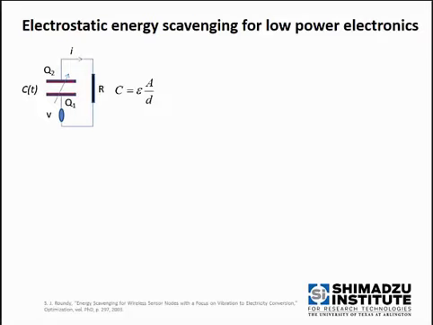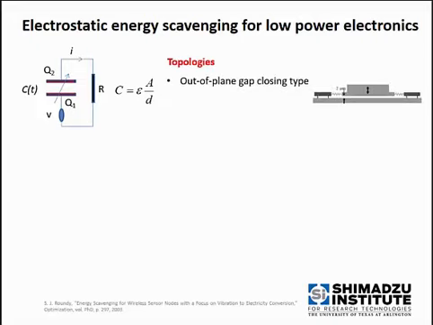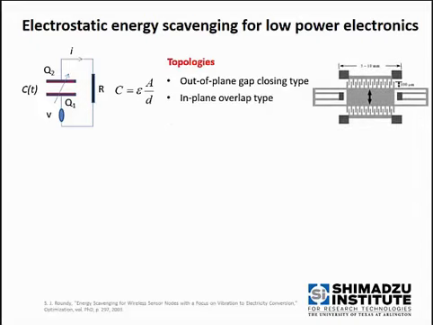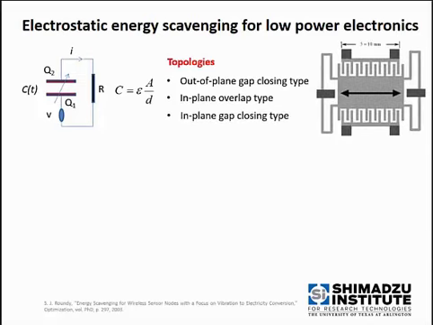Some of the common topologies for these variable capacitor structures can be out-of-plane gap closing type capacitors, where the proof mass moves out of plane, and in-plane overlap type capacitors, where there is an in-plane motion causing the overlap area between the fingers to change and therefore the capacitance to change. And in-plane gap closing type capacitors, where there's an in-plane motion in this horizontal direction that causes the gap between these adjacent fingers to change, causing the capacitance to change.